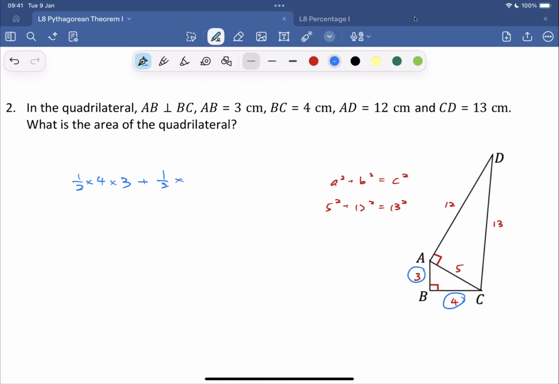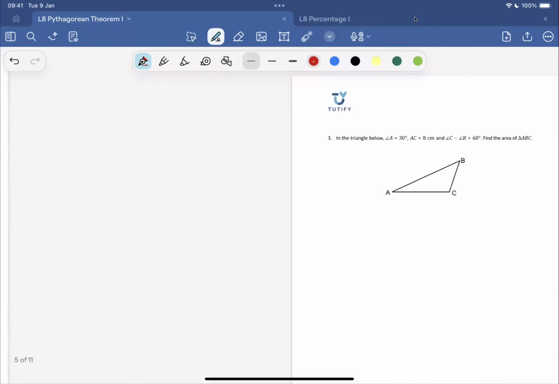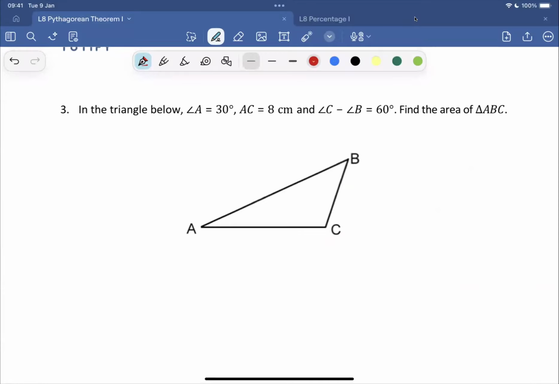Half times, okay, let's say that this is the base, 5, times the height, 12. Now, if you add everything together, you will get the final answer, 36. It is too easy. Okay, well done. Now, question number 3.